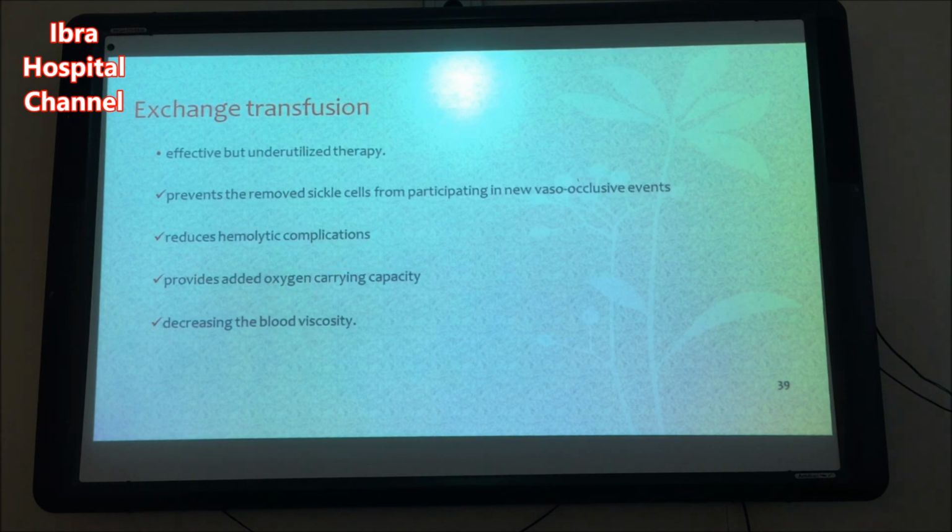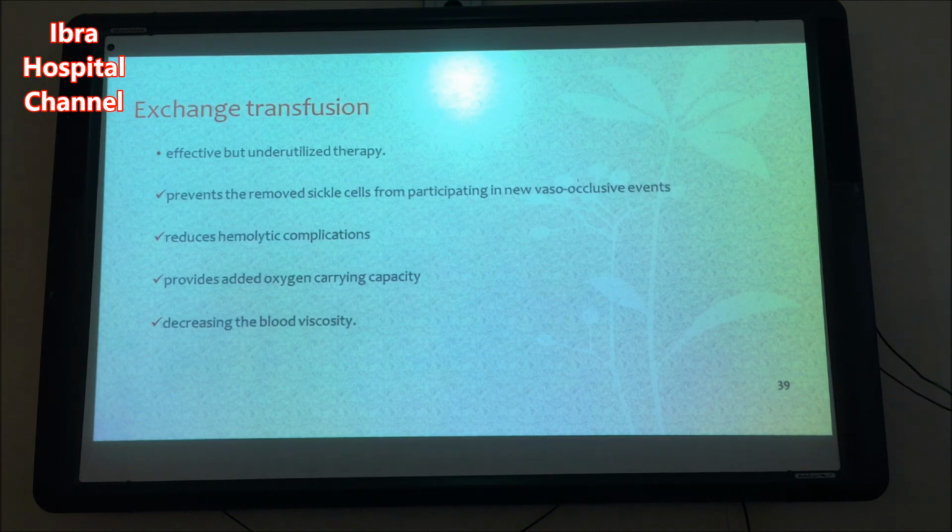decreasing the blood viscosity. Remember, the aim in sickle cell patients is not to increase the hemoglobin level. This is very wrong. When you think of treating a sickle cell patient, you want to improve his hemoglobin. Actually, you want to reduce the hemoglobin S, not to improve the hemoglobin. So if the patient comes with a hemoglobin of 9 and he is having acute chest syndrome, you don't want to transfuse him. You want to exchange transfuse. You want to take the hemoglobin S from his body and give him some normal hemoglobin to help him pass this acute crisis.